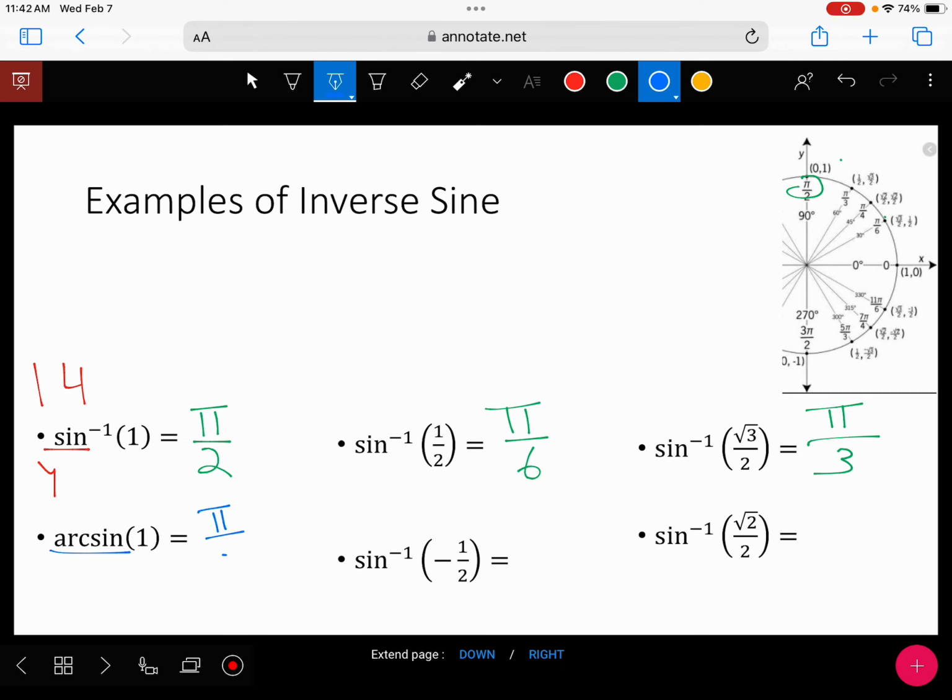Pi over 2. How'd you know that? Yeah, these are the same exact questions.